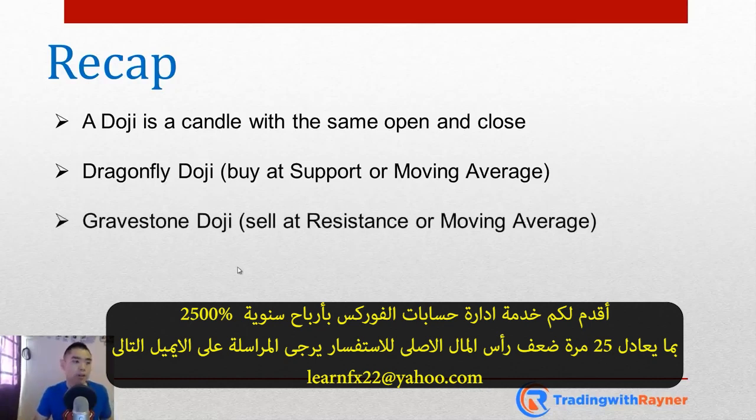A gravestone doji is a sign of weakness because it shows you rejection of higher prices. You can look to sell it at resistance or at a moving average, etc.